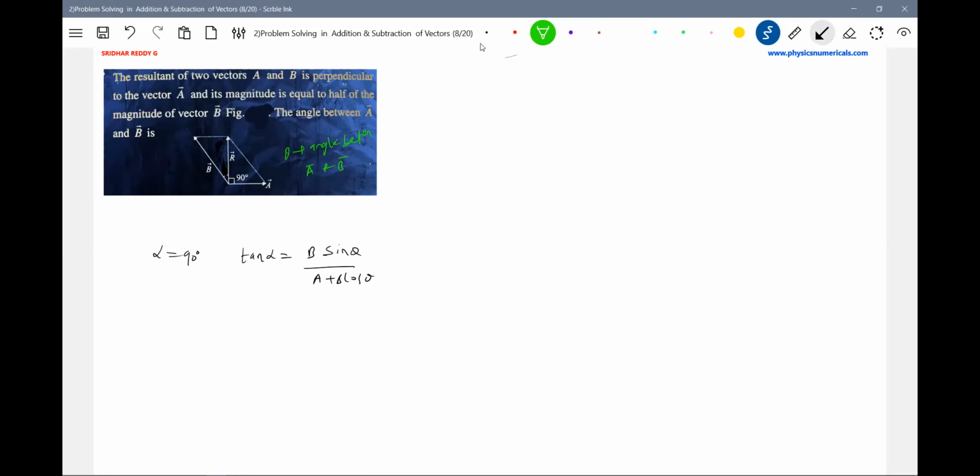Theta will come like this. I'm unable to, so we'll draw one diagram. This is a bar. This is R bar, the resultant, and this is B bar. So what is theta? Theta will come like this. This is theta. This is the alpha. This is R bar. This is A bar. This is B bar. Tan alpha is 90 degrees. So tan 90 is infinity. So this will become 1 by 0. B sine theta.